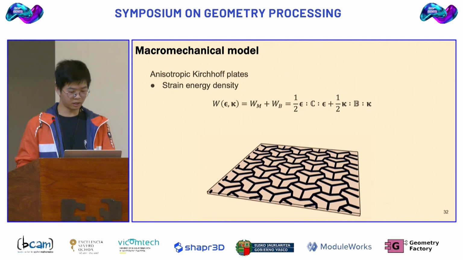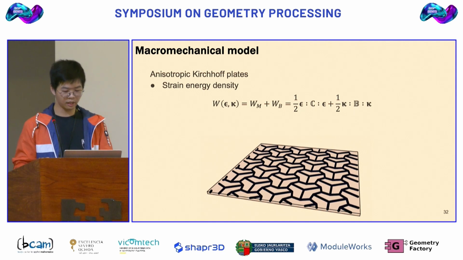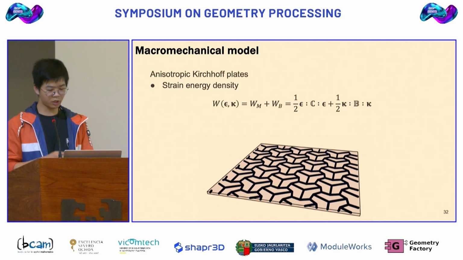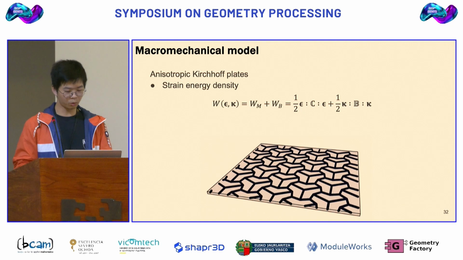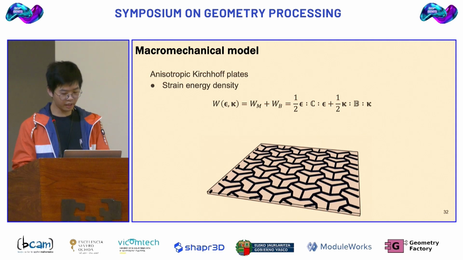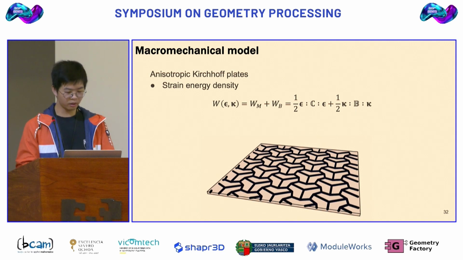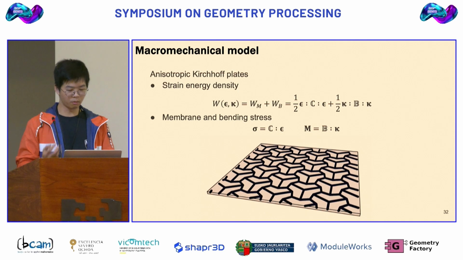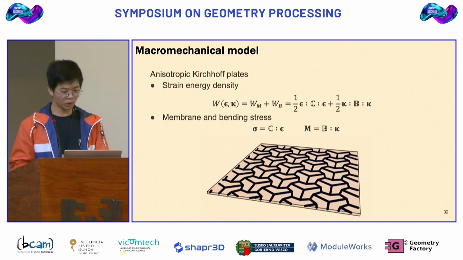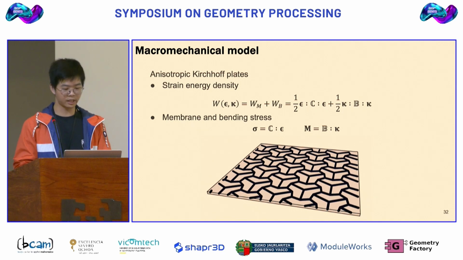And here we have epsilon and kappa as the membrane strain and the bending strain. And this C and B are the material stiffness tensors that we want to fit. They are symmetric rank 4 tensors with 16 entries. But due to the symmetry, only 6 entries are independent, even in the case of complete anisotropy. And here, based on this strain energy density from the finite elements, we know that the stress can be computed directly by differentiating with respect to the membrane and bending strains. With this micro and macro mechanical model defined, we can now proceed to mapping between the two via homogenization.